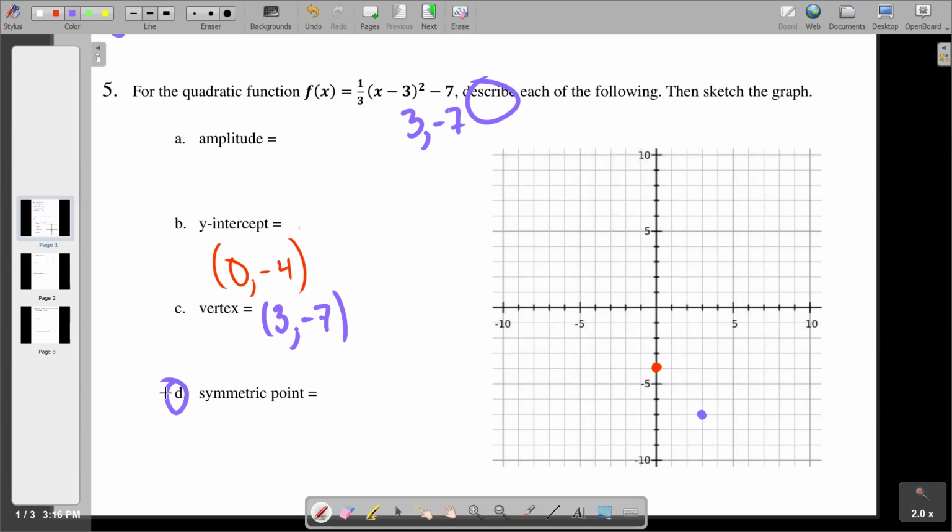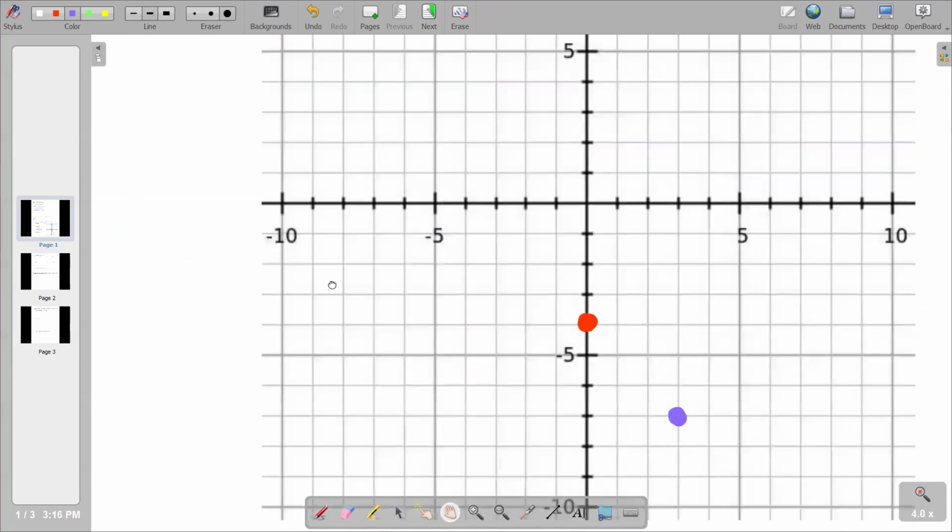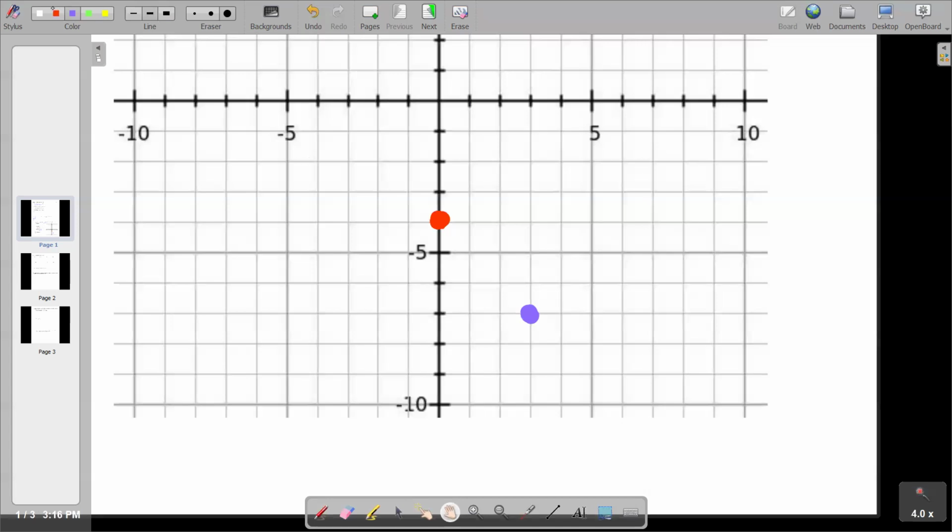He means this. You see you got a vertex, right? And then you see you got this point right here. And you know, having done parabolas with me before, that there's going to be another point over here someplace, right? Yeah. That's called a symmetric point.